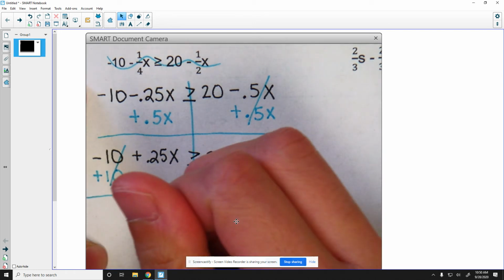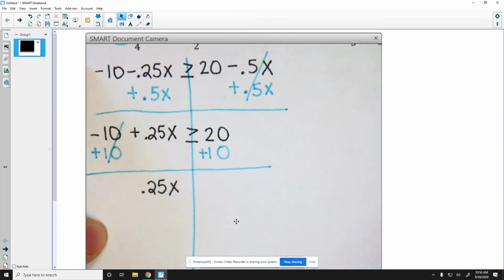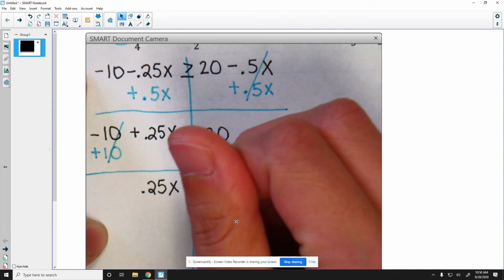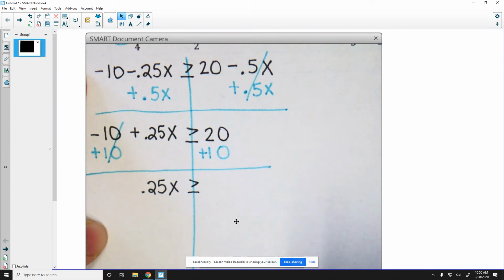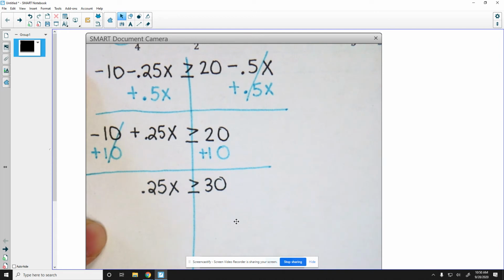So I have positive plus 0.25x. Well, plus 0.25x is just 0.25x. I have my symbol. Hannah, what's 20 plus 10? Okay. Or use your calculator, right? I mean, honestly, you can use your calculator if you just have a brain fart. I get it. Sometimes that happens to me too.